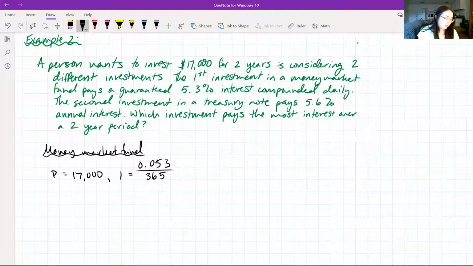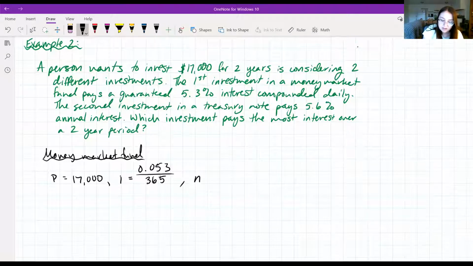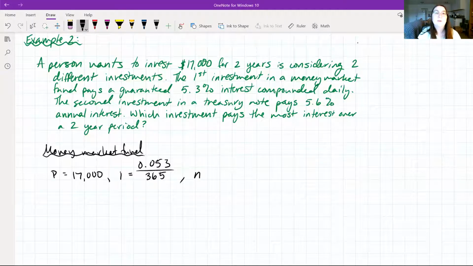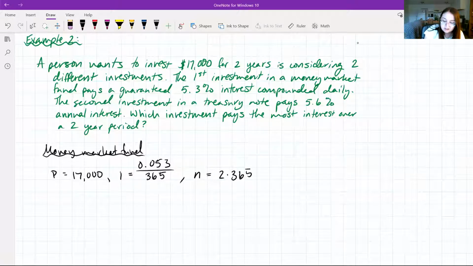All right, so then we have our value of n. And remember, our value of n is the total amount of periods that we're going to compound. So if we do daily for 2 years, we're going to end up getting 2 times 365.